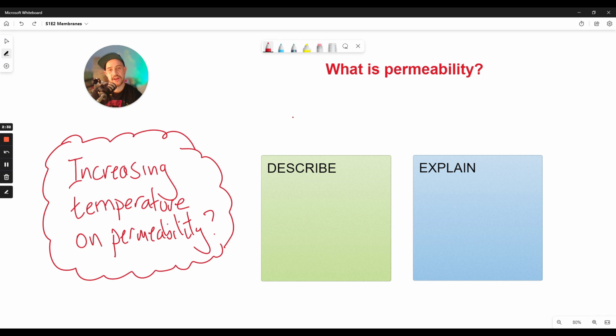So welcome back. In our first section, we looked at the fluid mosaic model and the structure of the cell membrane. Now we're going to have a look at this idea of permeability. A membrane is said to be described as being selectively permeable, or partially permeable. Selectively permeable means that it allows certain things through, but not everything. And the degree to which a membrane can allow something to pass through it is known as permeability.